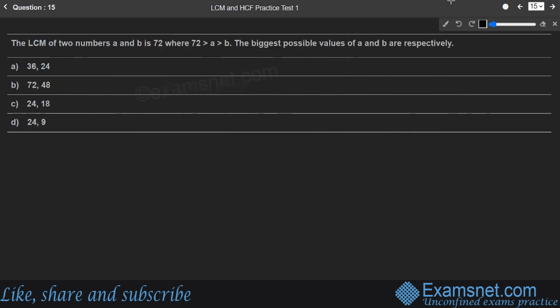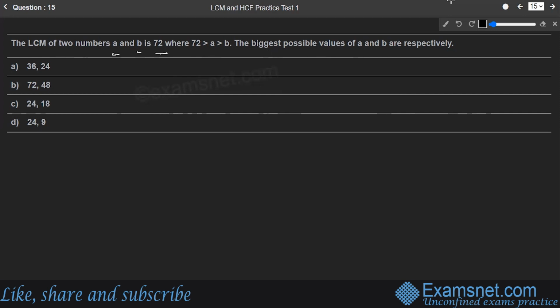Now, he says the LCM of two numbers A and B is 72, where 72 is greater than A, which is greater than B. The biggest possible value of A and B is? For these types of questions, we can go by option hitting. We can see the options and then decide what is going to be the right answer.